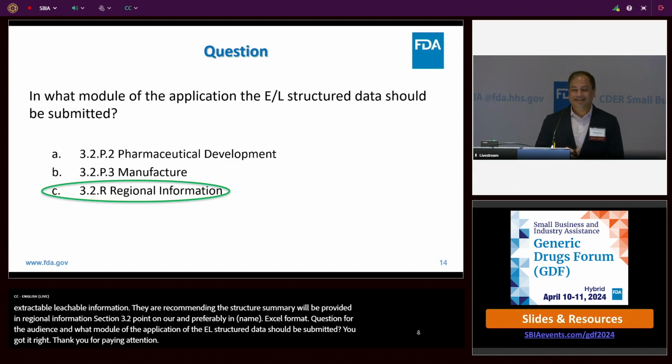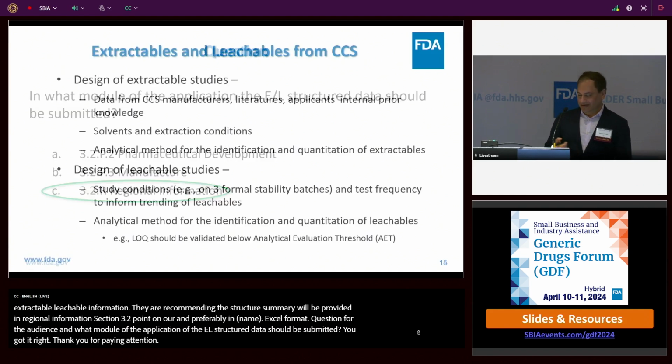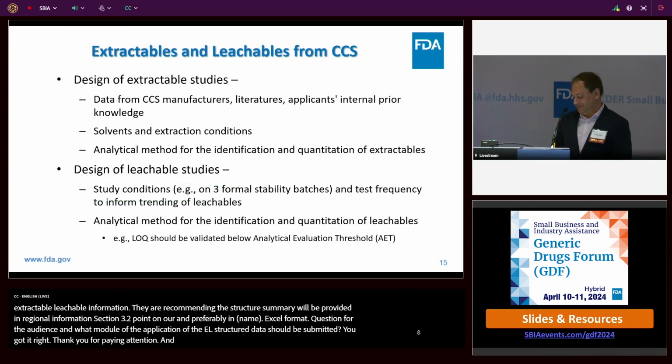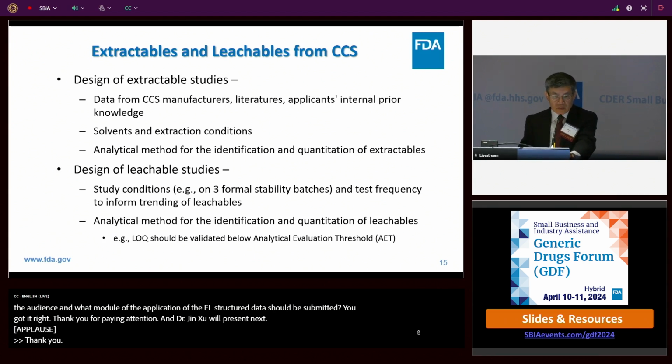Dr. Shu will present about extractables and leachables from container closure systems. Thank you, Chris. So let's switch gears to extractables and leachables from container closure system, CCS. Let's talk about the design of extractable study first.